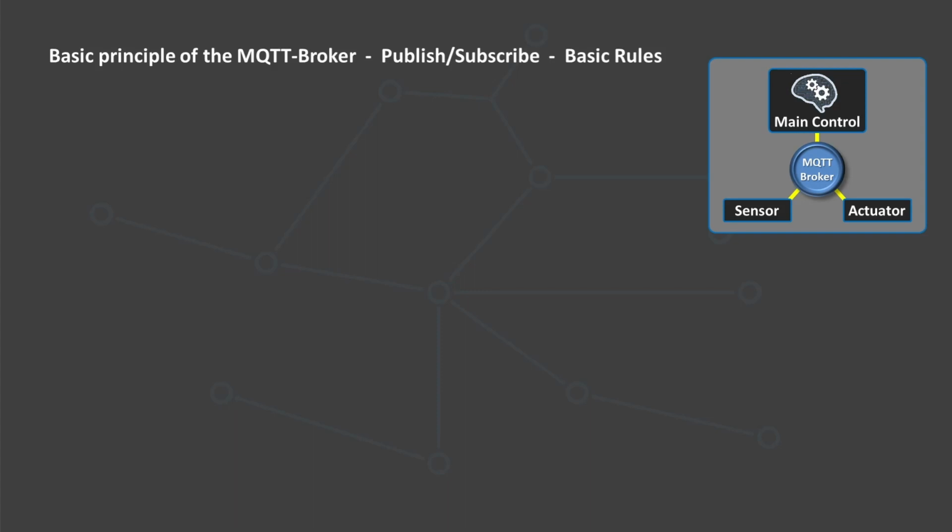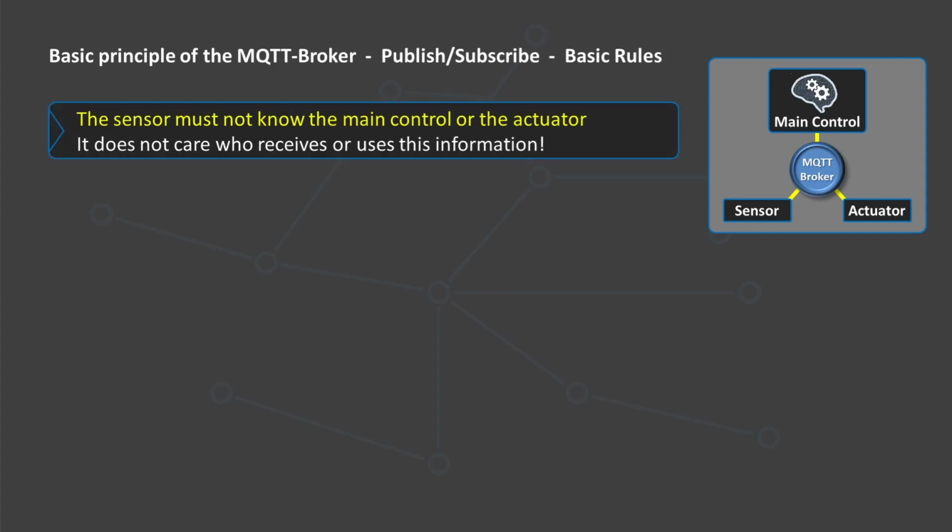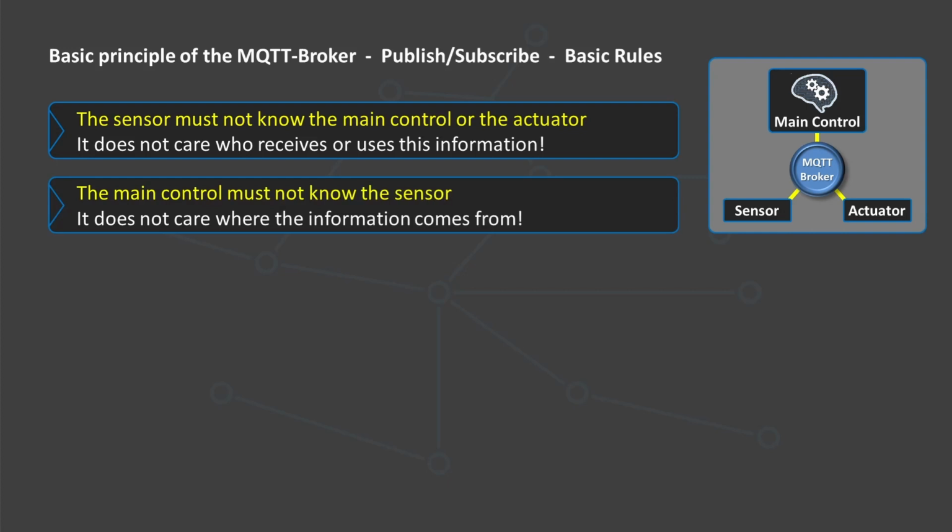Another client, for instance the main control or an actuator, can subscribe to this particular information and gets it then automatically forwarded by the broker. The sensor must not know the main control or the actuator. It does not care who receives or uses this information. The main control must not know the sensor, it does not care where the information comes from. Topics like security and reliability will be discussed in an upcoming video.